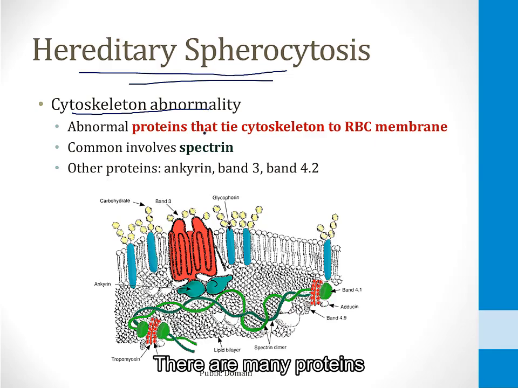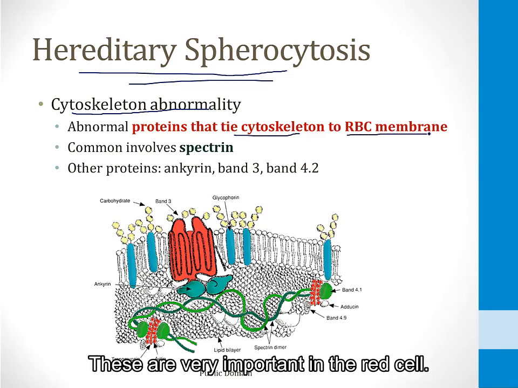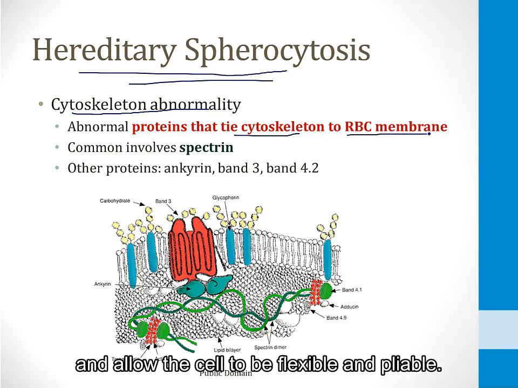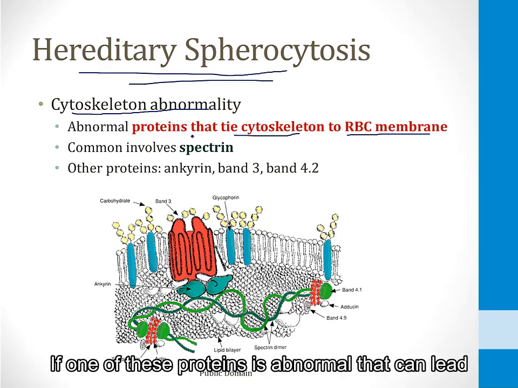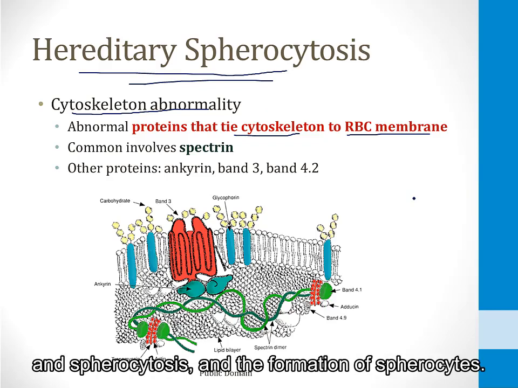There are many proteins that tie the cytoskeleton of the red cell to the red blood cell membrane. These are very important in the red cell. They are what give the red cell its biconcave shape and allow the cell to be flexible and pliable so it can move through the circulation. If one of these proteins is abnormal, that can lead to a rigid membrane, which leads to the hemolysis in spherocytosis and the formation of spherocytes.